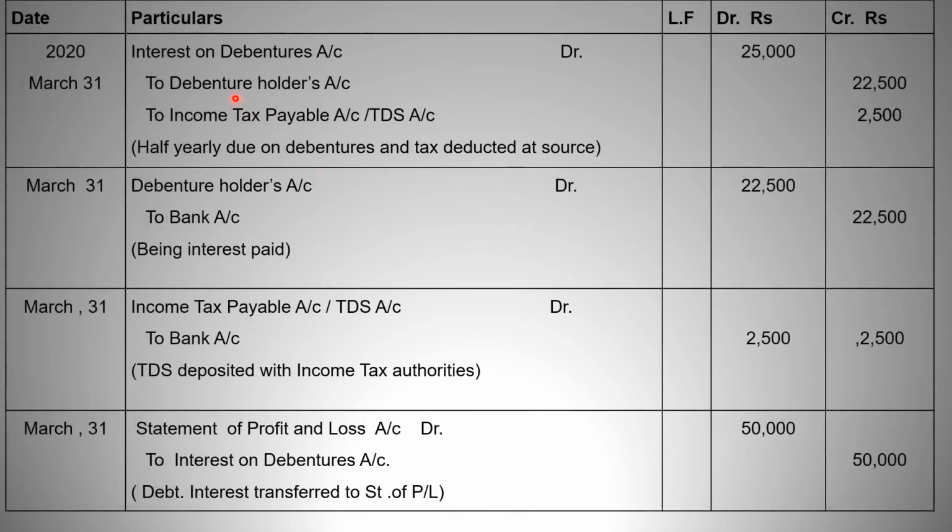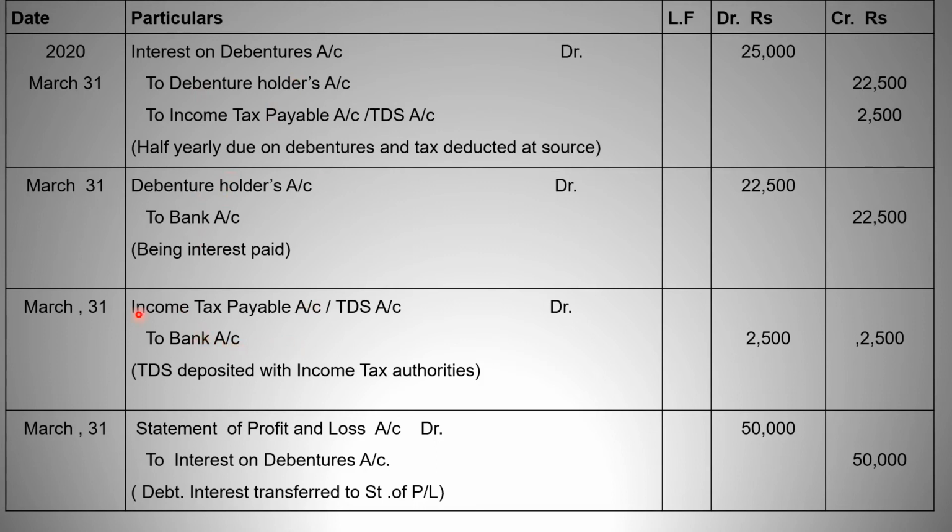After 6 months, again interest charge entry, due entry, interest on debenture account debit 25,000, debenture holder account credit 22,500, TDS here 2,500. Next entry, payment to the debenture holder account debit to bank 22,500. Again payment to the IT department, income tax payable account debit. Just this one, it is credit, to your making debit. Credit we are making debit. It is ultimately cancelled. So it is ultimately debenture interest paid entry is coming here.